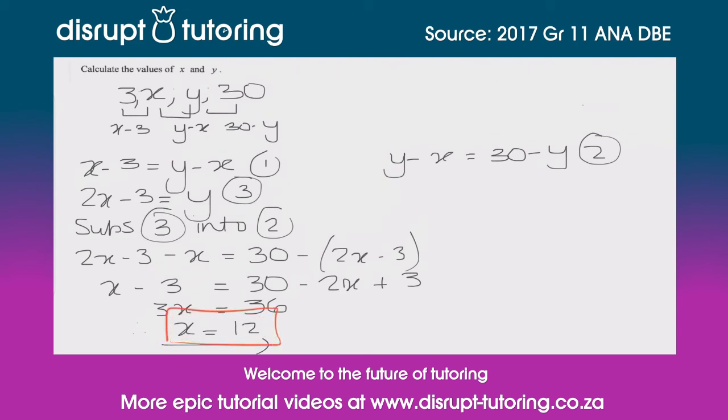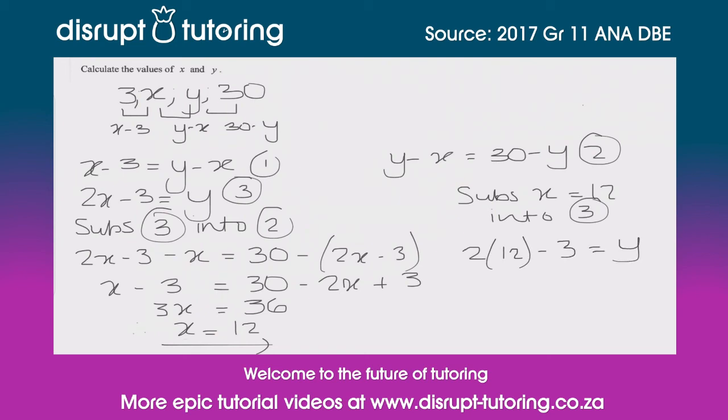Okay, we've only got x, we need to calculate y as well. So in order to do that, we're going to take this x and we're going to substitute it back into equation 3. So we're going to tell the marker that. We're going to say, right, substitute x equals 12 into our equation 3. And when we do that, we're going to have 2 times 12 minus 3 equals y. 2 times 12 is going to give us 24 minus 3 equals y. And once we do that, we get 21 equals y, which now answers the question.